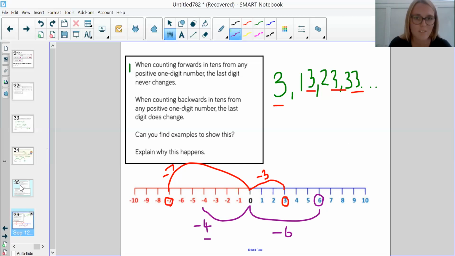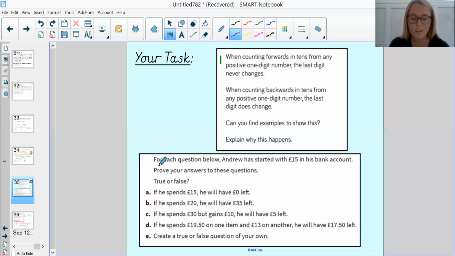Okay, so let's look at the second question. For each question below, Andrew has started with £15 in his bank account. Prove your answers to these questions true or false. A: if he spends £15, he will have £0 left. So he started with £15, he spent £15. Yep, that's true. He would have nothing left because he spent everything he's got. So true.